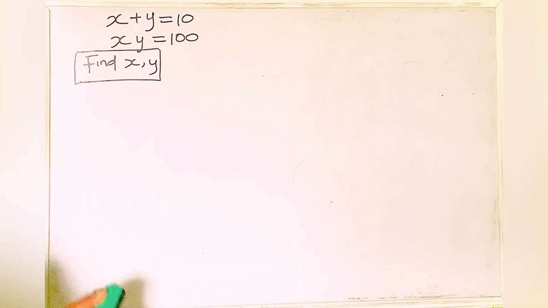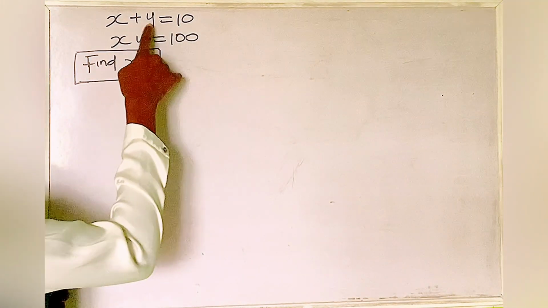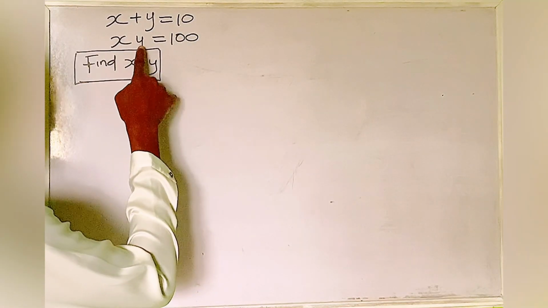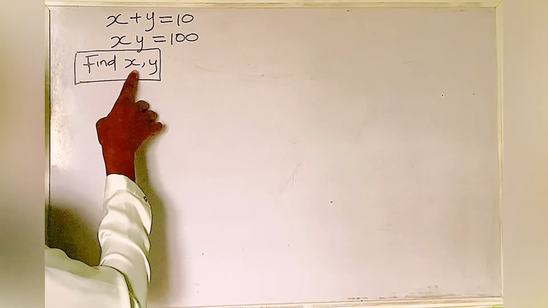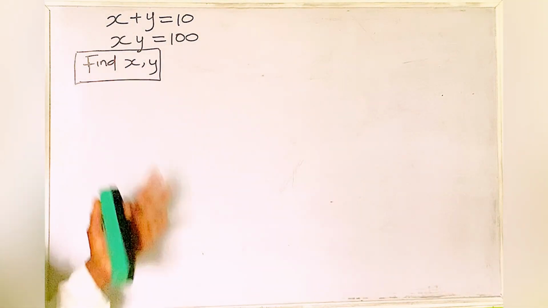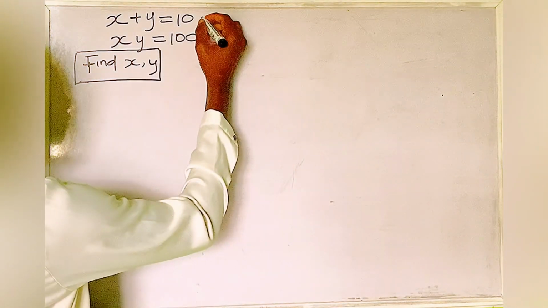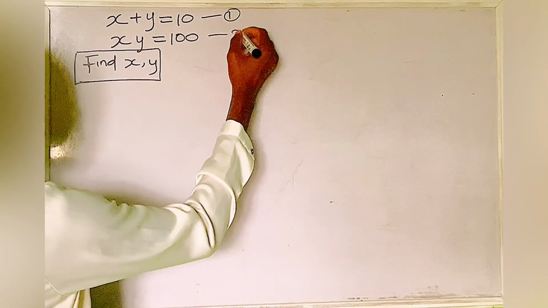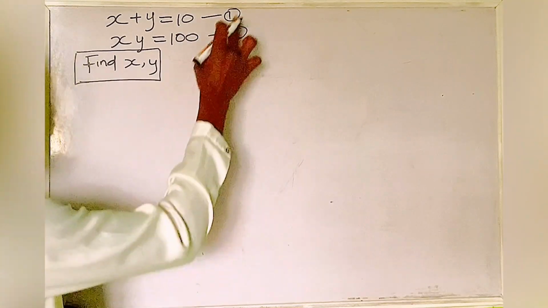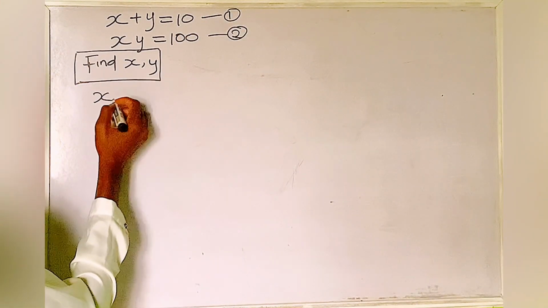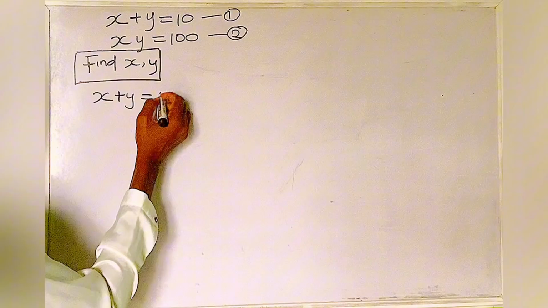Let's solve this question together. We have x plus y is equal to 10 and xy is equal to 100. Find the values of x and y in this equation. So we can call this equation 1 and call this equation 2. In equation 1, we have x plus y is equal to 10.